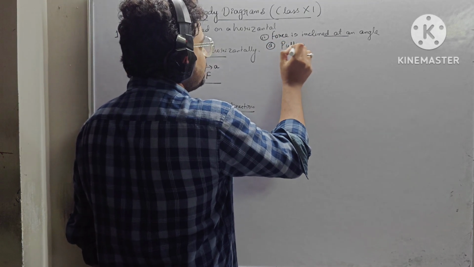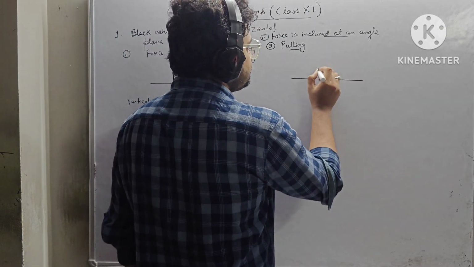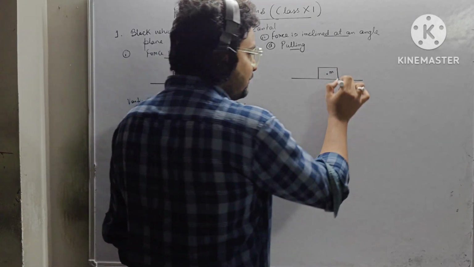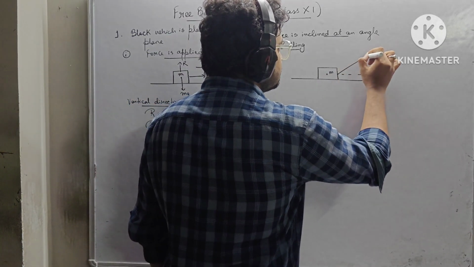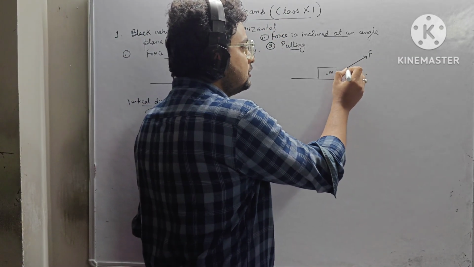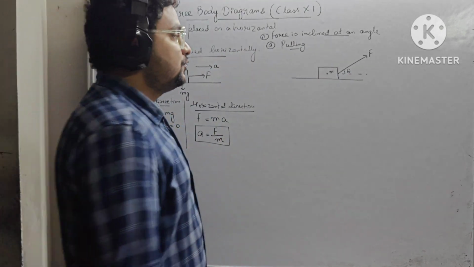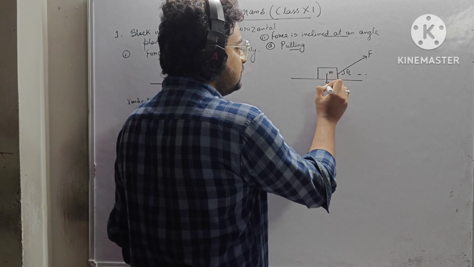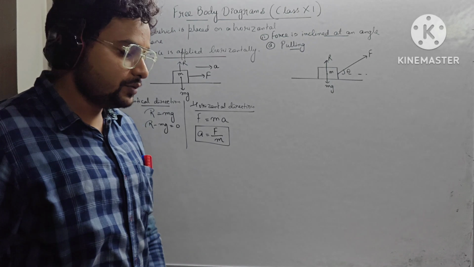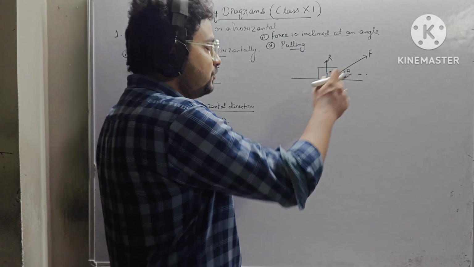If I am pulling the body, suppose this is the body of mass m, and I am applying the force in this direction, which is inclined at an angle theta. First, let us mark all the forces that are acting on the body. This will be mg. This will be R.